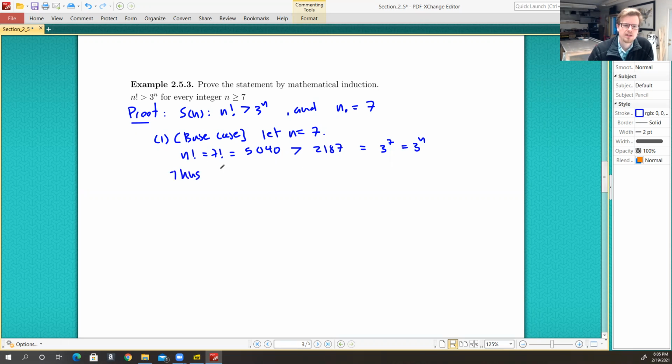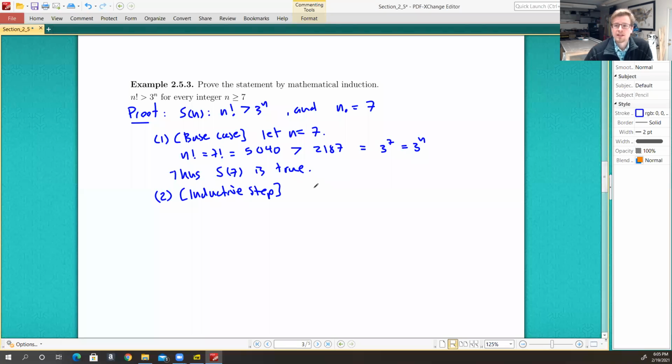So thus, S of 7 is true. So since it's true for the base case, we move on to the inductive step. In the inductive step, we want to be able to show that it's always going to be true for the next case whenever it's true for one particular case. So we assume that S of k is true for k greater than or equal to 7. Okay, the smallest possible value that S of k could be true for is 7, because that's the base case, that's the smallest.